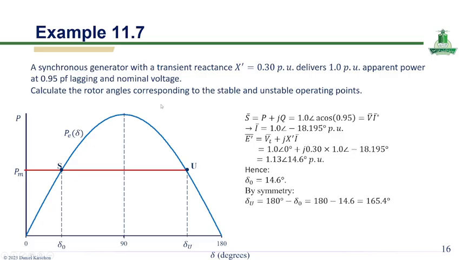Okay, this slide presents the numerical solution for determining the rotor angle at the stable and unstable operating points of the synchronous generator. First, the apparent power and power factor are used to compute the current phasor, and then the internal voltage E prime is obtained using the generator equations. From this, the initial rotor angle is found as delta equal to 14.6 degrees.